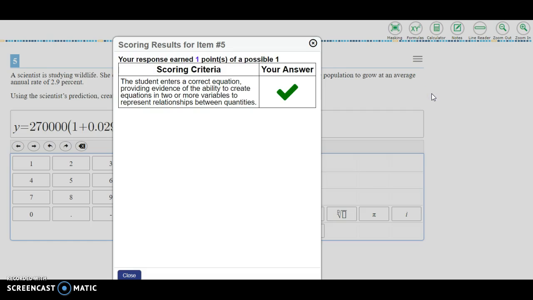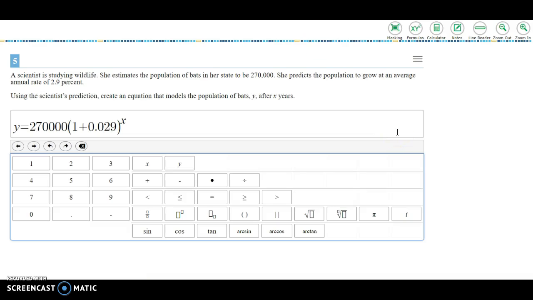So scoring criteria, the student enters a correct equation, providing evidence of the ability to create equations in 2 or more variables, which means you have to put an X and a Y in there to represent the relationships between quantities. And that is it.